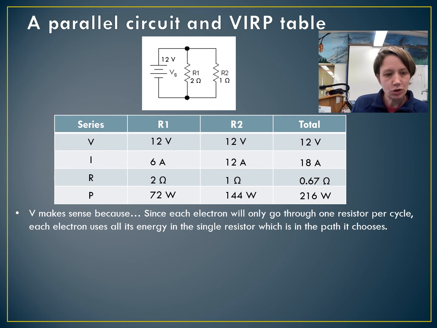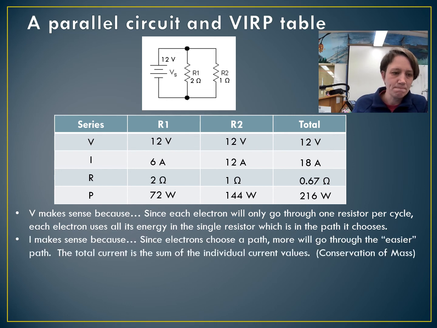So the voltage looks a little different than the other table, but this makes sense too, because since electrons are only going through one resistor per cycle in this circuit, the electrons are allowed to use all of their energy at that resistor. They don't have to save it for another resistor because they only have to go through one. So they're all going to be the same.